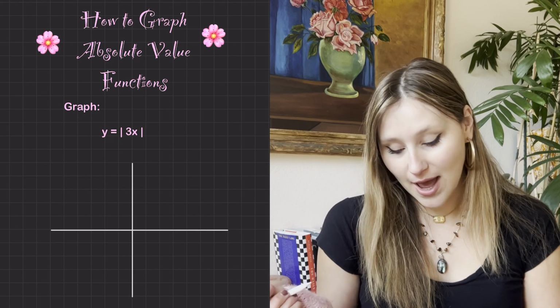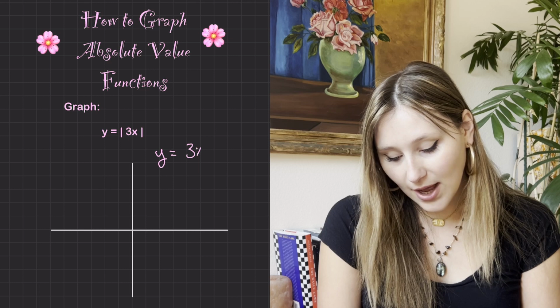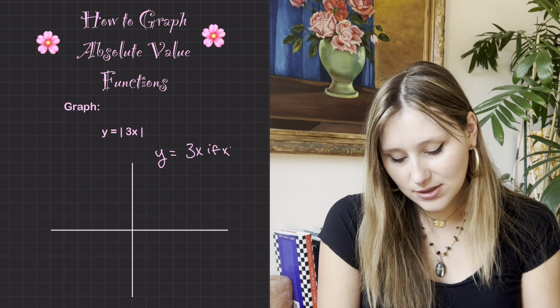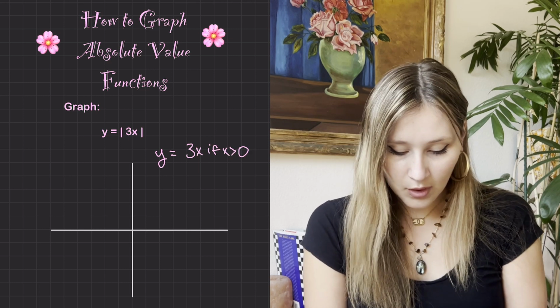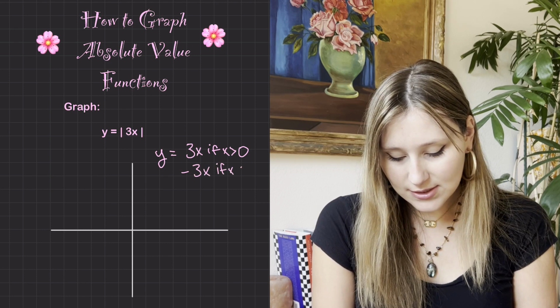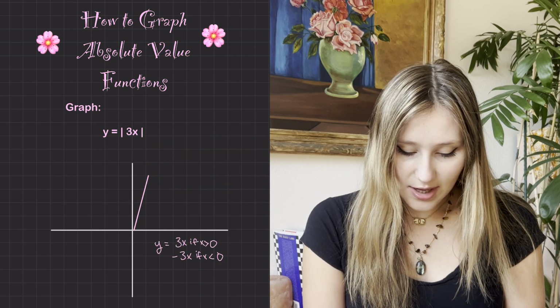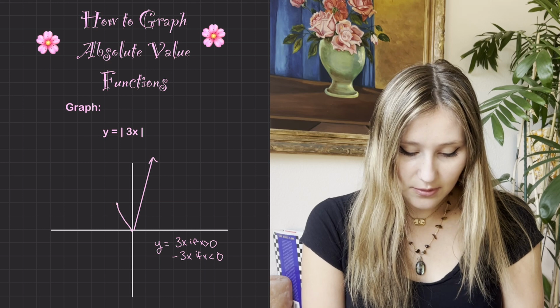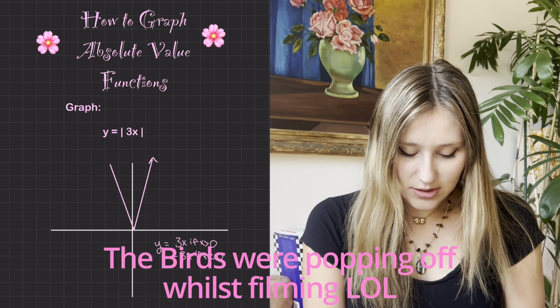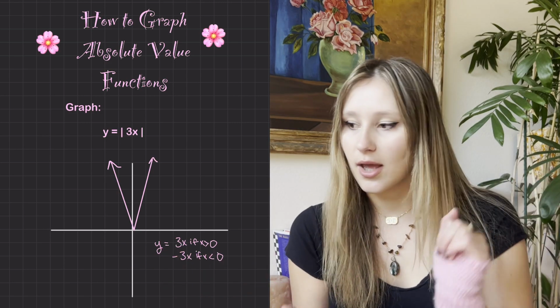Y equals absolute value of 3x. What is the piecewise function? Y is going to be 3x if x is greater than 0. Y is going to be negative 3x if x is less than 0. Okay, 3x is going to be up 3 over 1, etc. So it's going to be very steep. Okay, so that's what the graph question is going to look like.